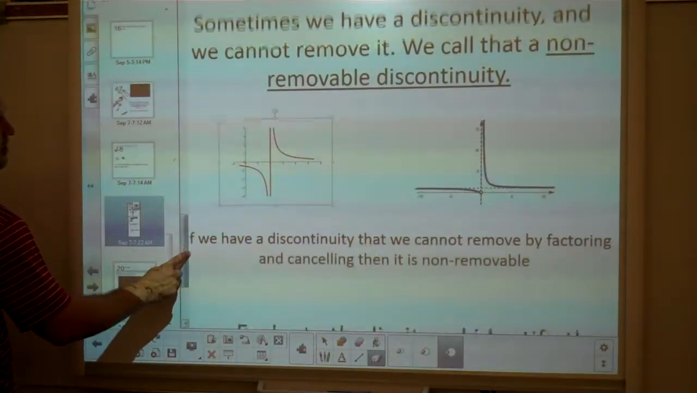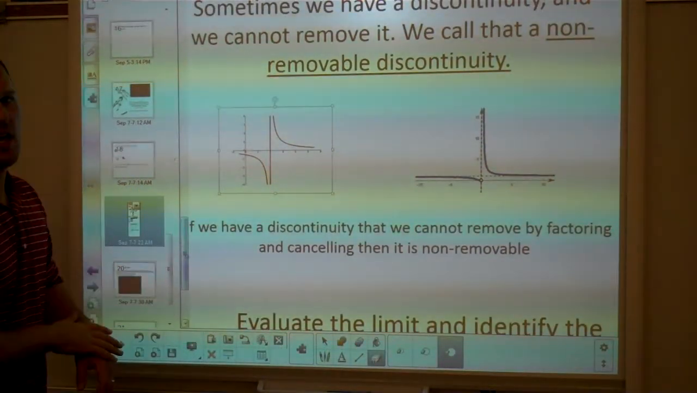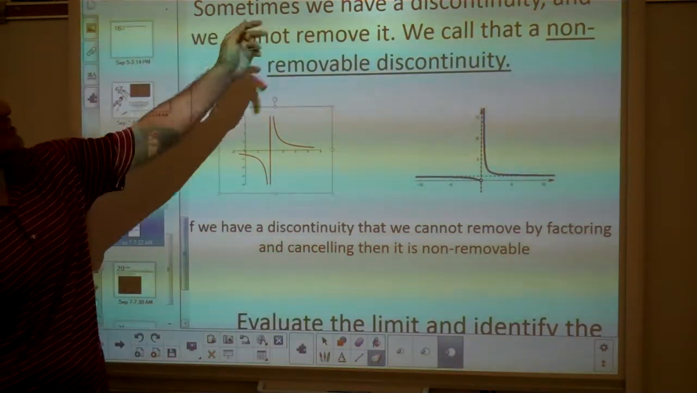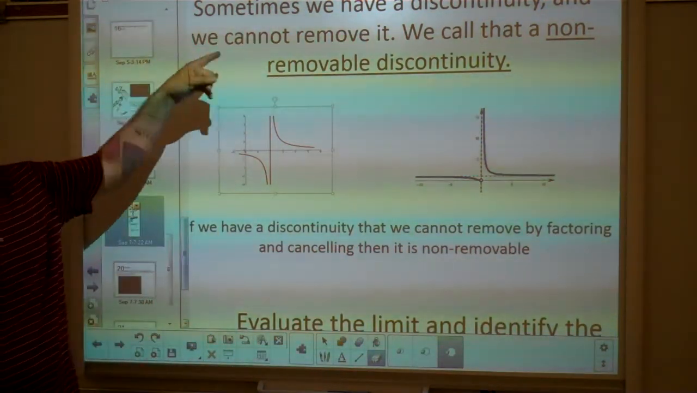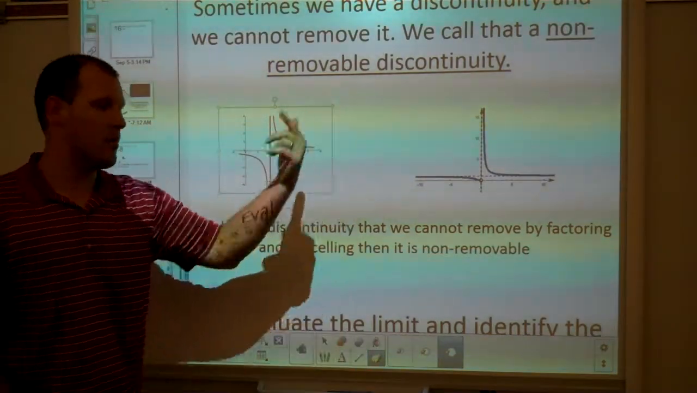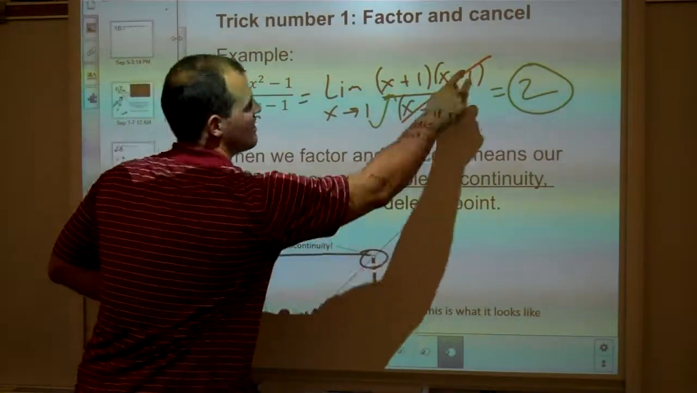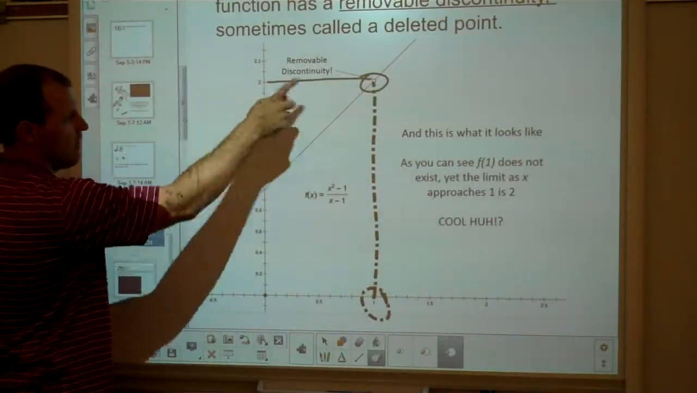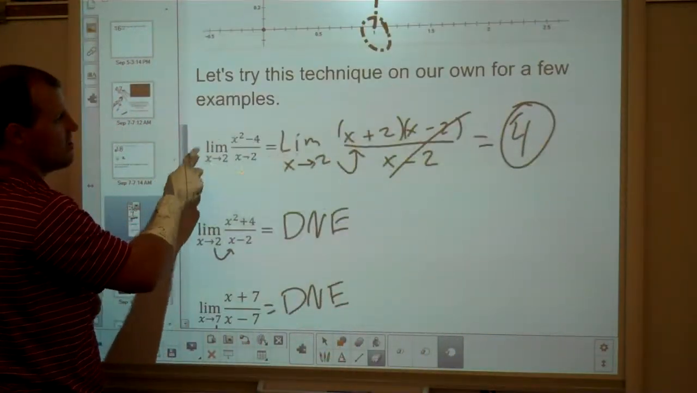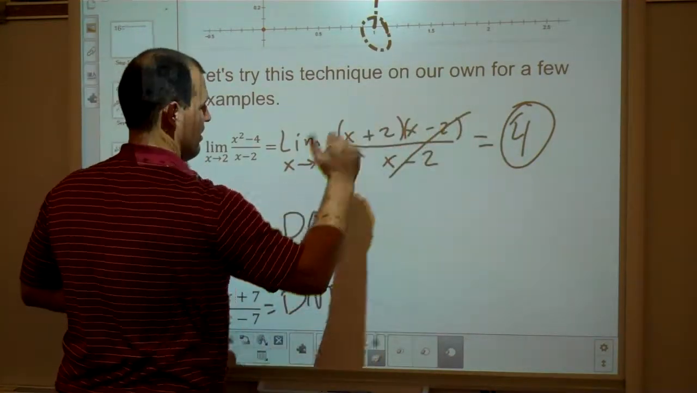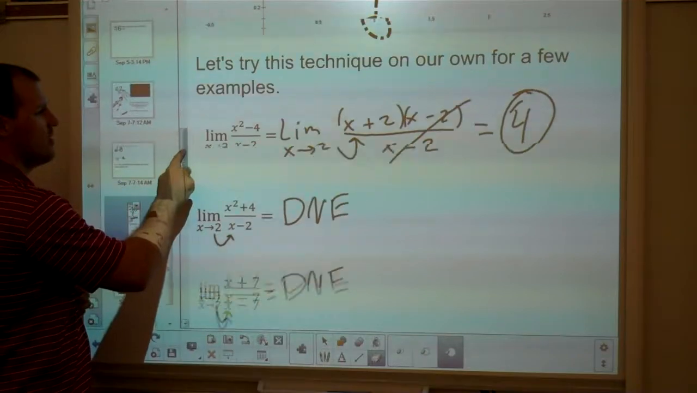Okay. Down here I want to include a couple more visuals and a little bit more vocab for you so you can gain a little bit of an understanding of what's going on. So when you have a situation where you have a discontinuity and you cannot remove it, okay, rewind. Removable looked like this. It looked like canceling stuff out. Visually, it looks like a deleted point. We've got another example right here of a removable discontinuity where we're canceling stuff out and it lets us get an answer. That looks like a deleted point.